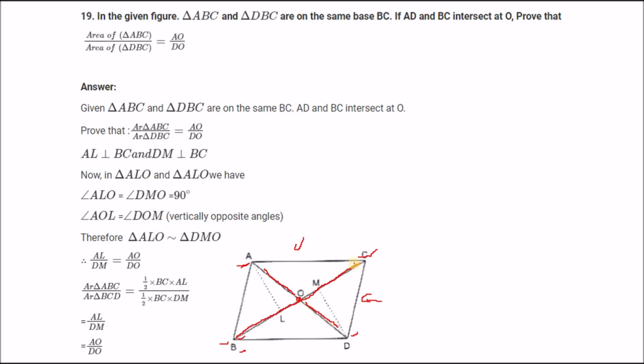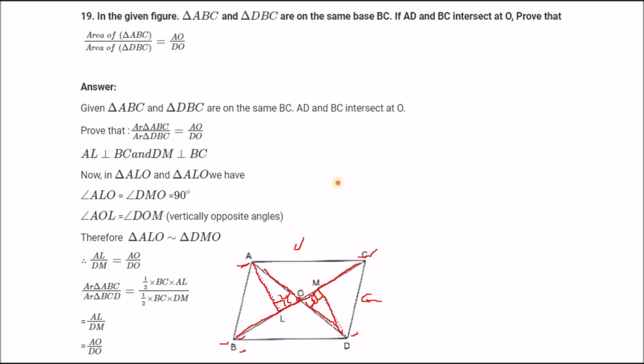So what we will do here is, first we will draw perpendiculars. This is AL, we are dropping perpendicular AL for triangle ABC on base BC. Now for triangle BDC, we are dropping a perpendicular DM on BC. Now we have to take these two smaller triangles. Here these two angles are vertically opposite angles. This is 90 degrees, this is 90 degrees, because by construction we have dropped the perpendiculars.